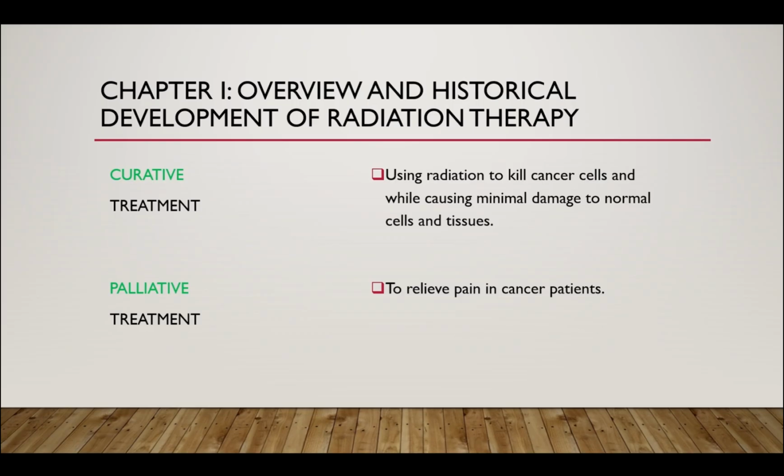Curative treatment is when we use radiation to kill cancer cells and cause minimal damage to normal cells in tissues surrounding the tumor. While in palliative treatment, we typically use this to relieve pain or to improve the quality of life of cancer patients, especially those in terminal stages. So in curative treatment, we aim at curing the patient and making them cancer-free by destroying the tumor itself. While for palliative treatment, we only try to improve their quality of life and to minimize the pain that they are experiencing.